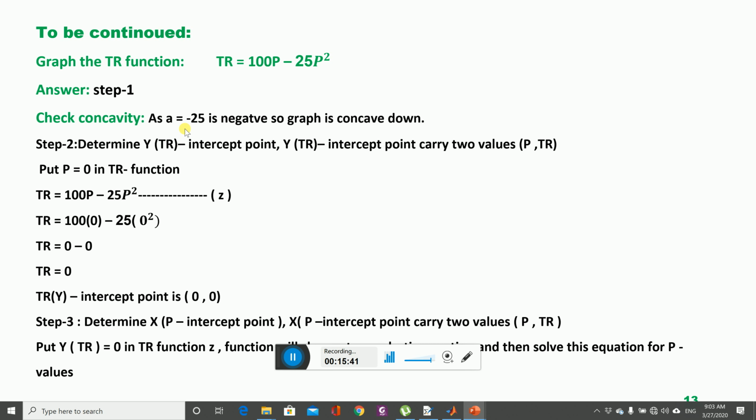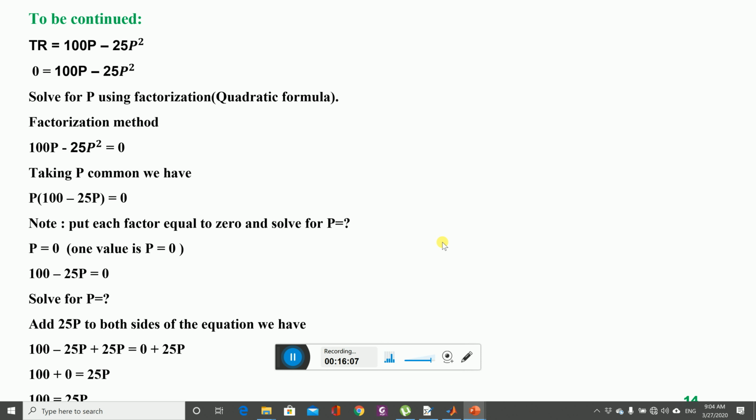In here, this is the applied example. For x we have price, and for y we have total revenue. So to determine the p-intercept, we put the total revenue equal to 0, and when we put this equal to 0, the function changes from a function to a quadratic equation. Now we can solve this quadratic equation using the quadratic formula, the completing the square method, or the factorization method. So I am showing practically the quadratic revenue function 100p minus 25p square, and now for the p-intercept I put the total revenue equal to 0. Now we have to solve for p using the factorization method or quadratic formula.